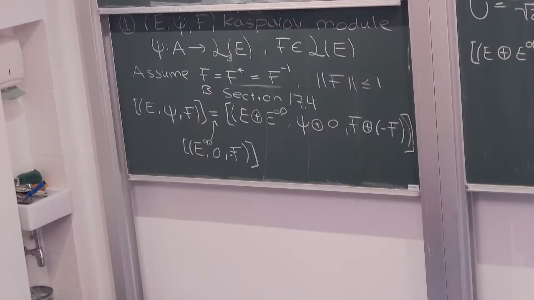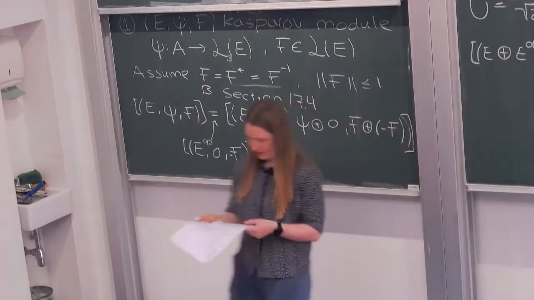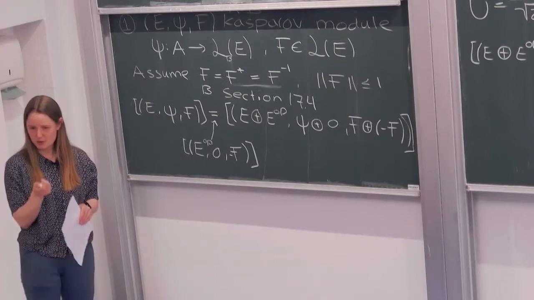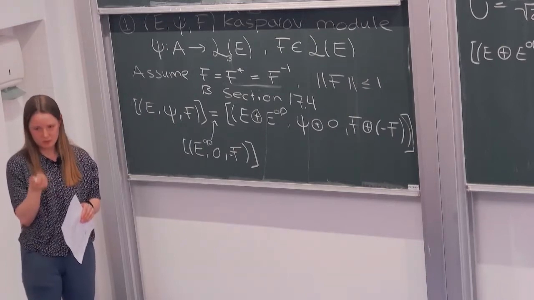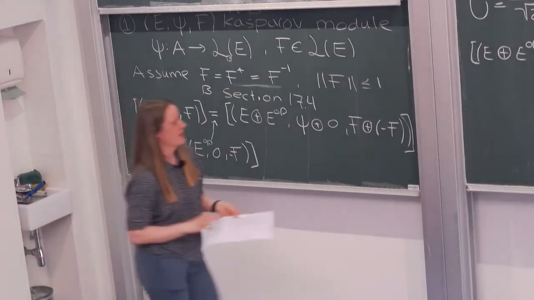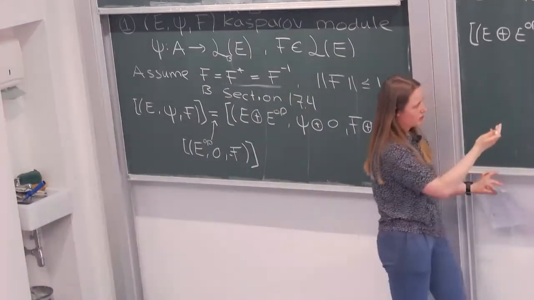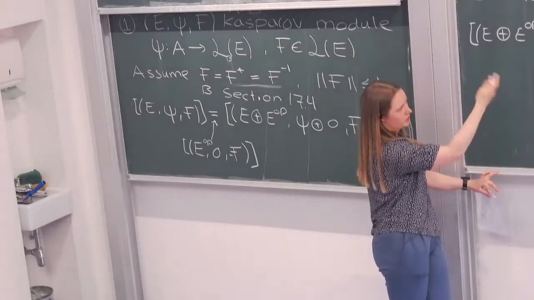I think that maybe you defined it in a different way last time. So maybe I should, I don't know, is it clear, or should I give the definition? Did you explain unitary equivalence last time? Yes, you also did that. Okay. But we get homotopic Kasparov modules up to this unitary equivalence.